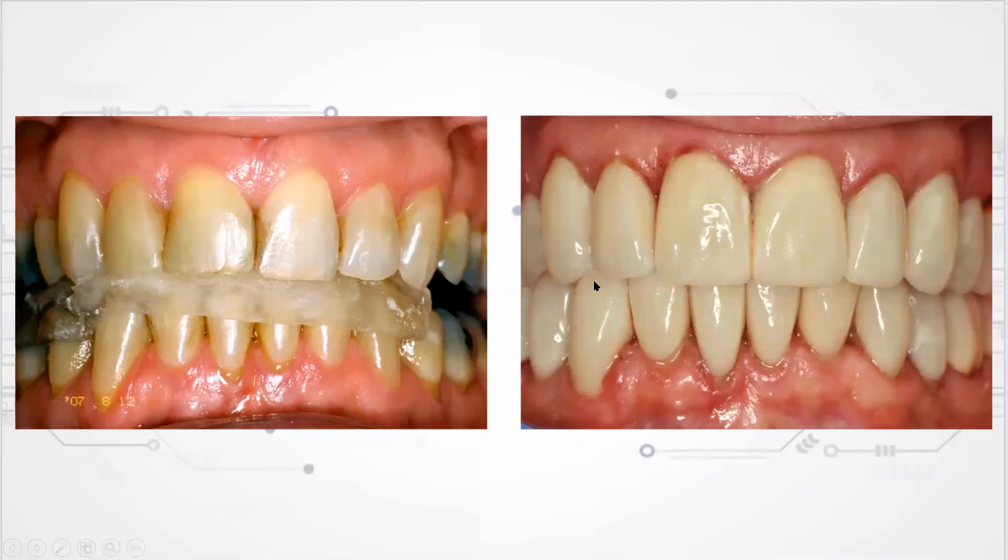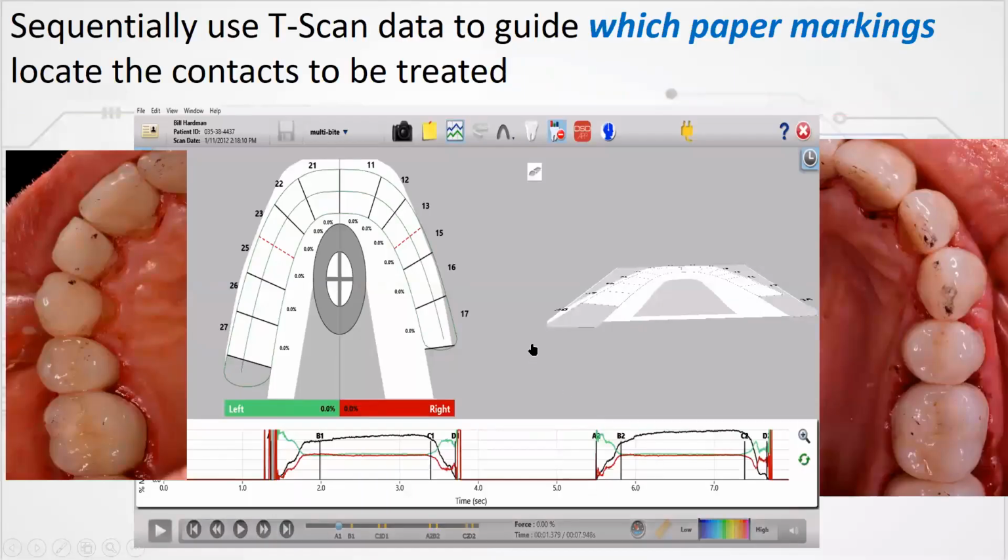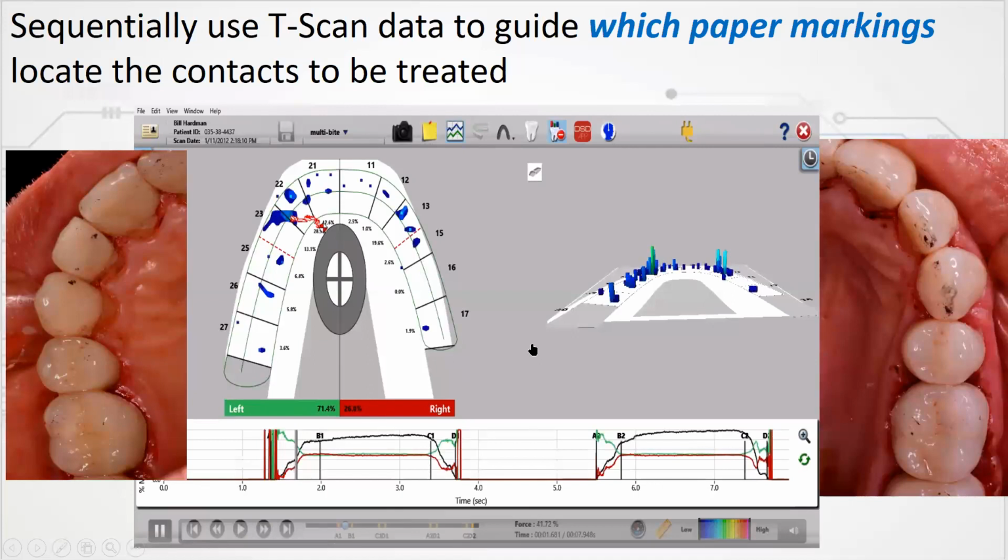This is the before and after slide that we see in many presentations, but there's a lot of information missing here. This picture is actually an illusion, right? The illusion is that the occlusion is good because it all sort of touches and looks like it's a good result, right? Well, when you put the T-scan in there, you find out that it's not a good result, right? There's 3 places holding up the case, and there's no high force. There's no pinks or reds or oranges, because the patient can't really fit their teeth together. They're being stopped by 3 places.